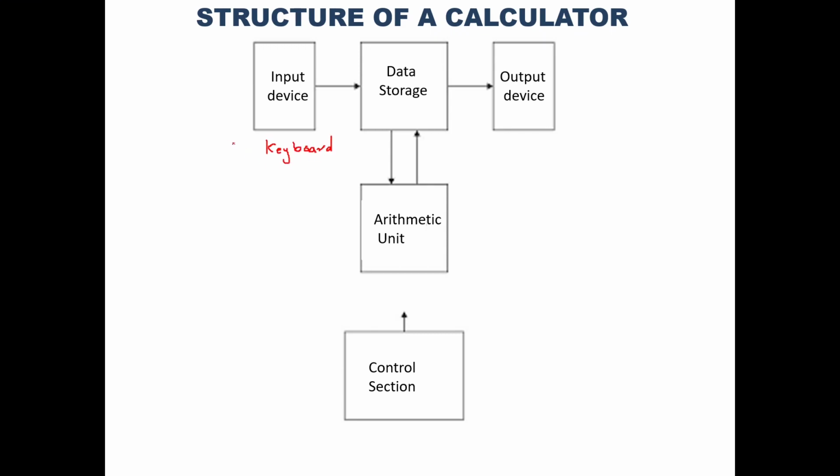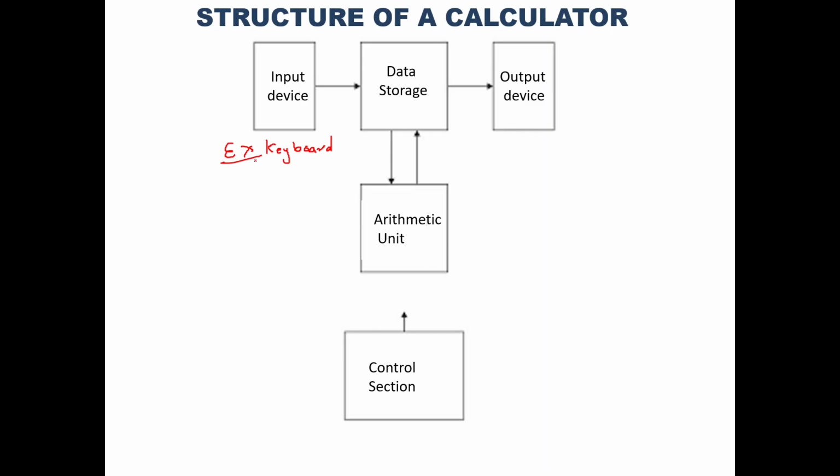This is an example. On the keyboard, you press any key, any number. If you want to do addition, say 5 plus 8, you first press 5, then you press the plus sign, then you press 8, then you press equal to. All these keys are on the keyboard and that will be the input device.